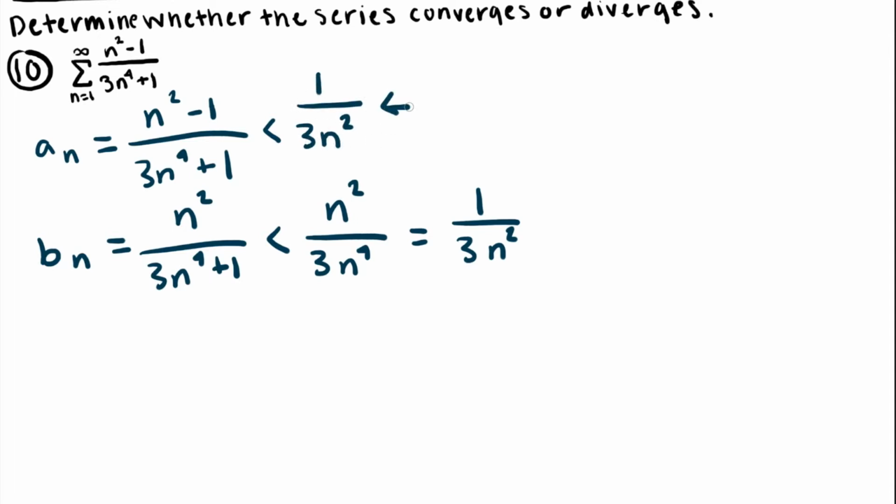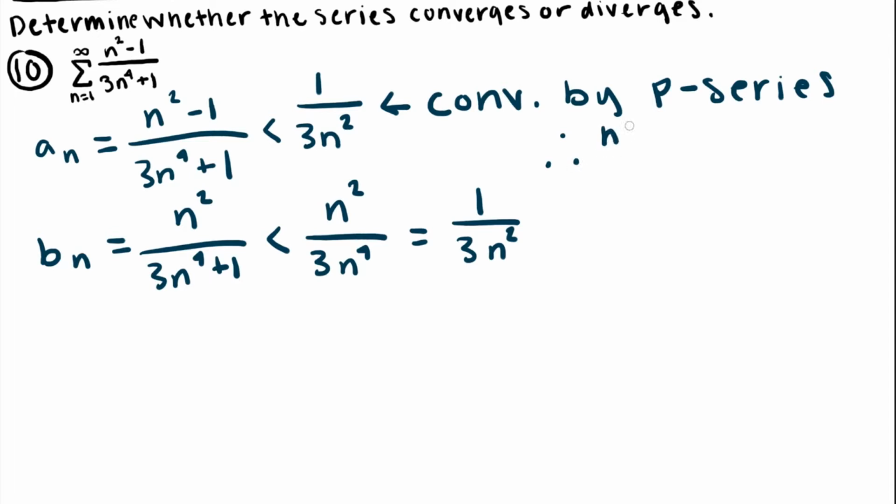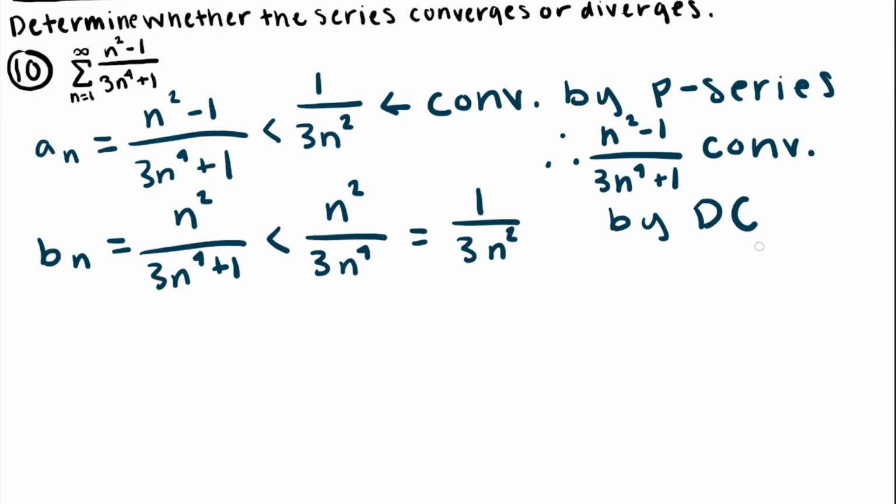And then this series converges by p series. So we can then say that our a of n, n squared minus 1 over 3n to the 4th plus 1, converges by direct comparison.